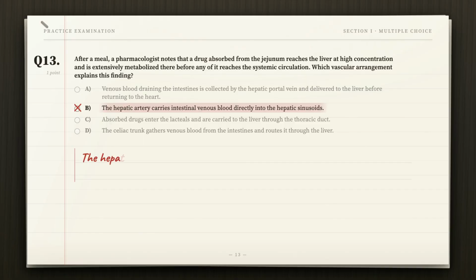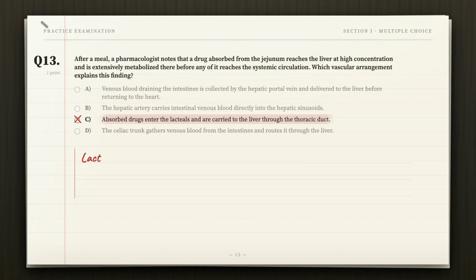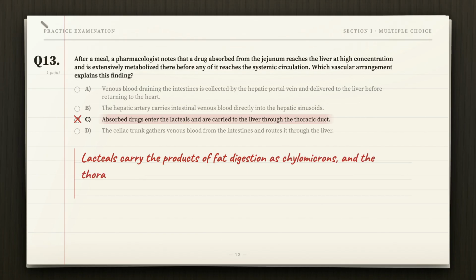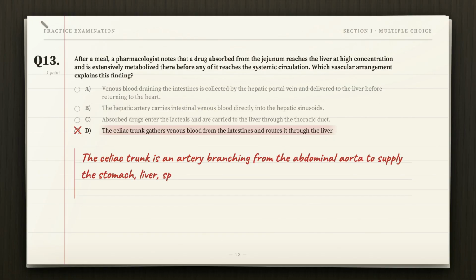B is wrong because the hepatic artery delivers oxygenated arterial blood from the aorta to the liver. It does not collect venous blood from the gut. C is wrong because lacteals carry the products of fat digestion as chylomicrons, and the thoracic duct empties into the venous system at the base of the neck, bypassing the liver entirely on first pass. D is wrong because the celiac trunk is an artery branching from the abdominal aorta to supply the stomach, liver, spleen, and pancreas. Arteries deliver blood to organs rather than draining them.